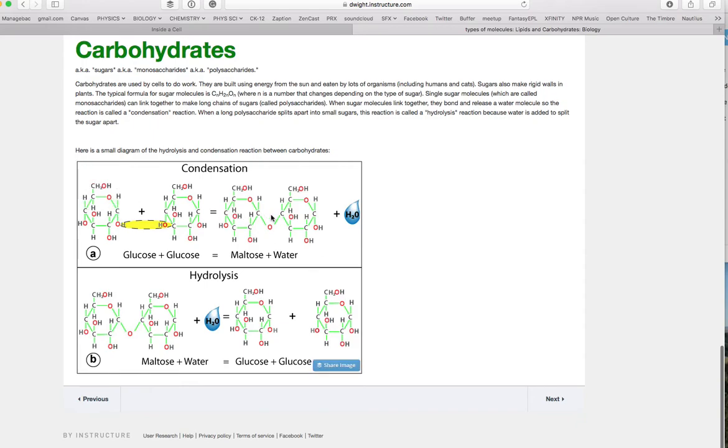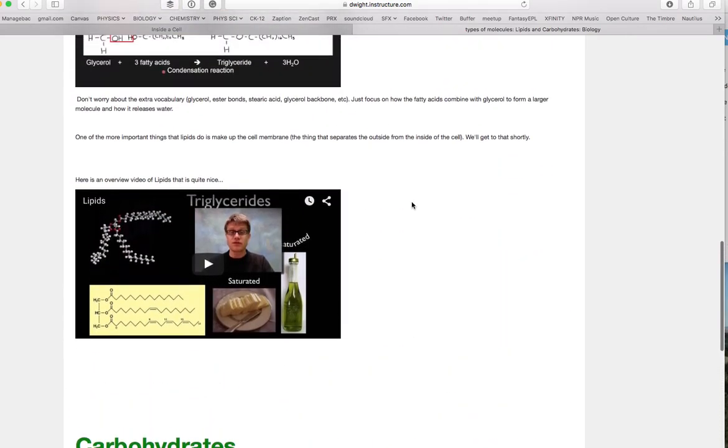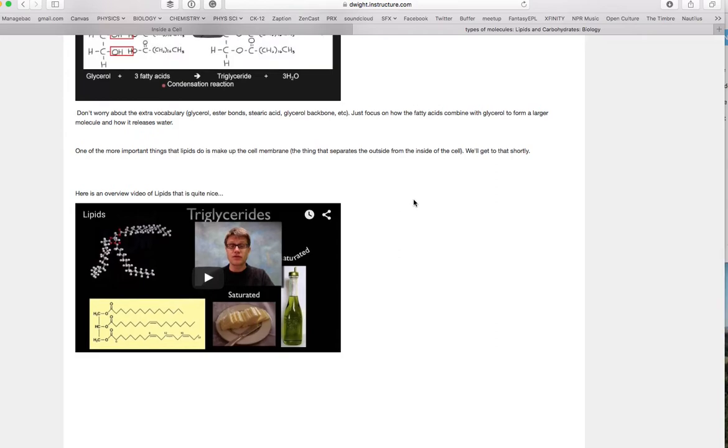those are carbohydrates. If you link them together, they make these long strings of carbohydrates that we call polysaccharides. Singly, they're just called monosaccharides. They're also known as sugars, and sometimes people just call them carbs. Yeah, so that's the thing you need to know about carbohydrates.